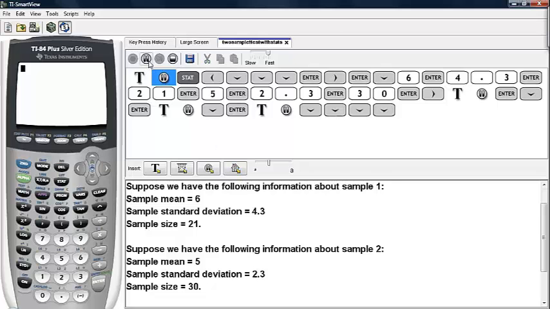Well, here's how. You can hit Stat, highlight Tests, and scroll until you get to two-sample t-test. We have Stats, we'll highlight Stats, and then we'll begin entering in our information. The first sample's information is entered first, then the second sample's information is entered.